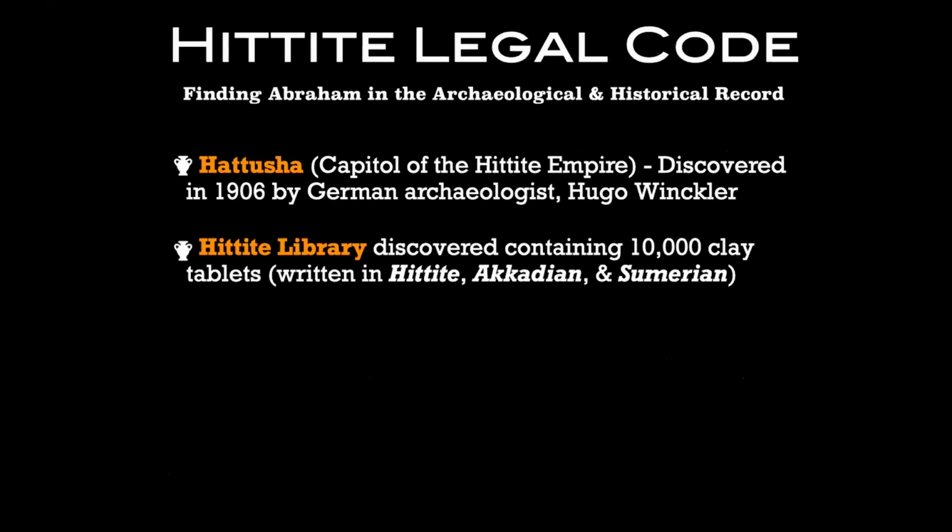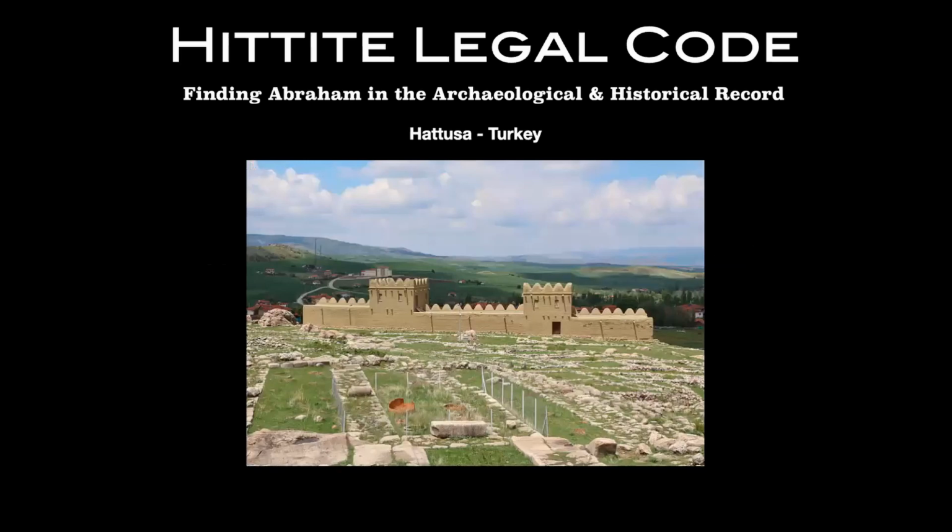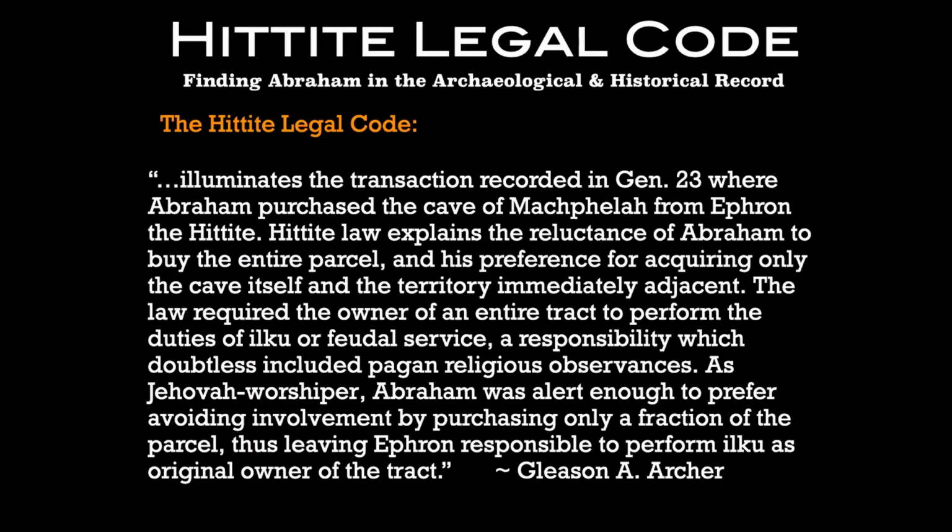So let's see here. Hattusha, the capital of the Hittite Empire, was discovered in 1906 by the German archaeologist Hugo Winkler, and then eventually an entire library was discovered, 10,000 clay tablets written in Akkadian, Hittite, and Sumerian. In the Hittite library, you find the Hittite legal code, written about 1300 BC. This is a photograph of the site of Hattusha in Turkey, and this would have been the capital of the Hittite Empire. What's interesting about this is that the Hittite legal code illuminates some of the cultural things that we see with Abraham.